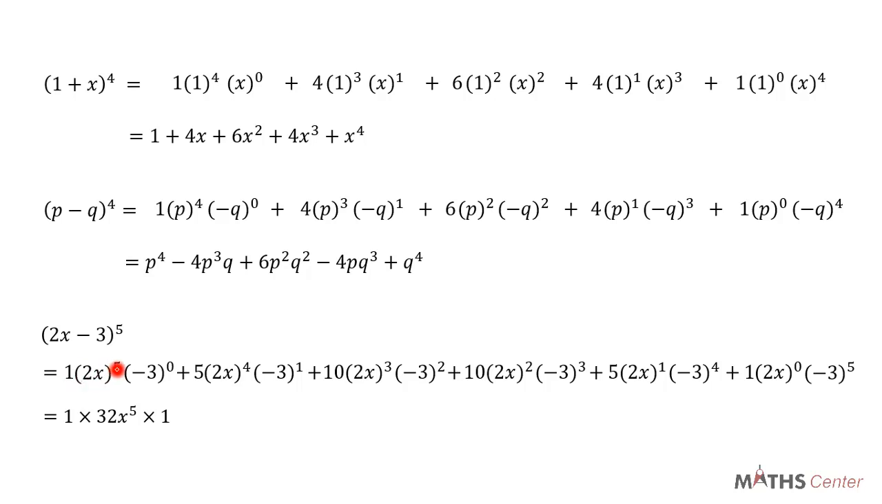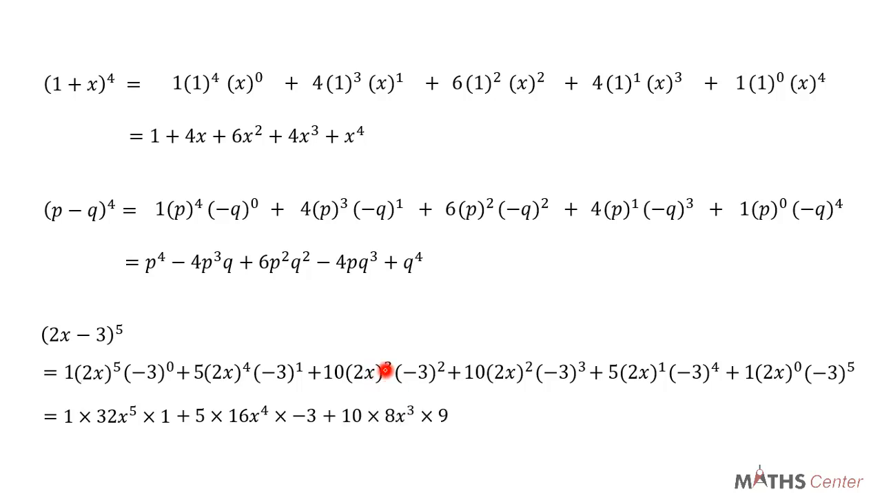2x exponent 5 will give us 32x exponent 5. Negative 3 exponent 0 will give us 1. So for the first term, we have 1 times 32x exponent 5 times 1. 2x exponent 4 will give us 16x exponent 4. Negative 3 exponent 1 will give us negative 3. So in the second term, we have 5 times 16x exponent 4 times negative 3. Let's move on to the third term.